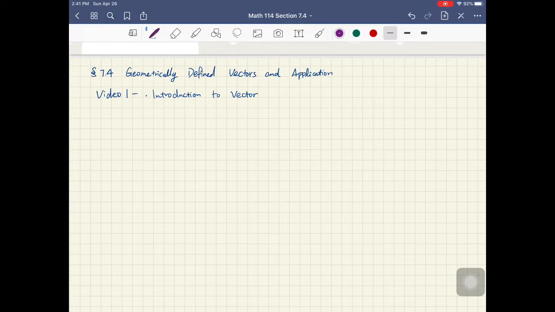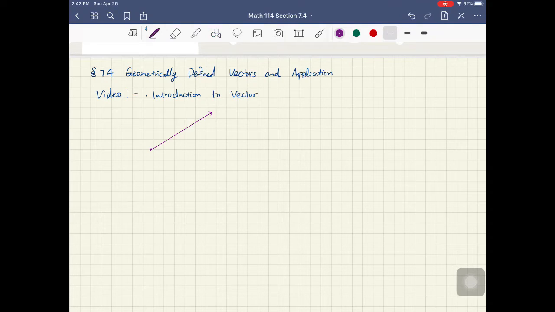In this section, we're going to talk about vectors. A vector, as we talked about before, is a quantity having two parts, the magnitude and the direction. For example, I'm drawing one vector. Normally, we use an arrow to represent the vector.